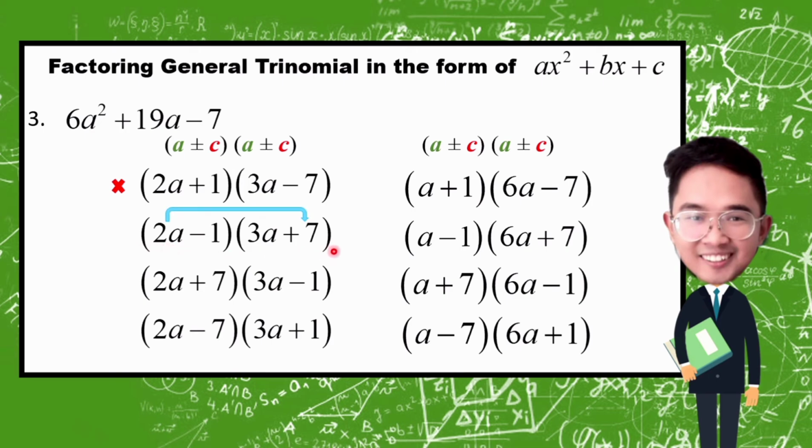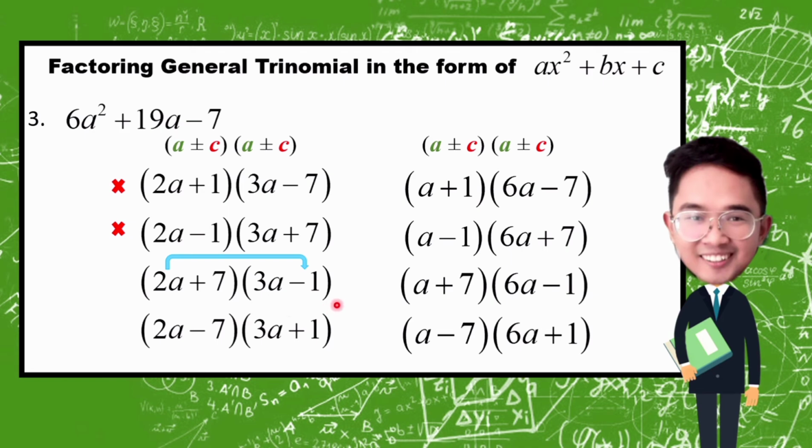2a multiplied by 7 is 14a. And negative 1 multiplied by 3a is negative 3a. 14a minus 3a is positive 11a. Still not equal to our middle term. Therefore, this is not a factor of our given. Let's proceed to the third possible factor.